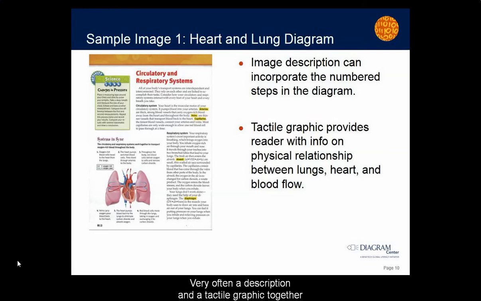Very often a description and a tactile graphic together will meet the needs of the student and make sure that it includes all the content. Elaine?